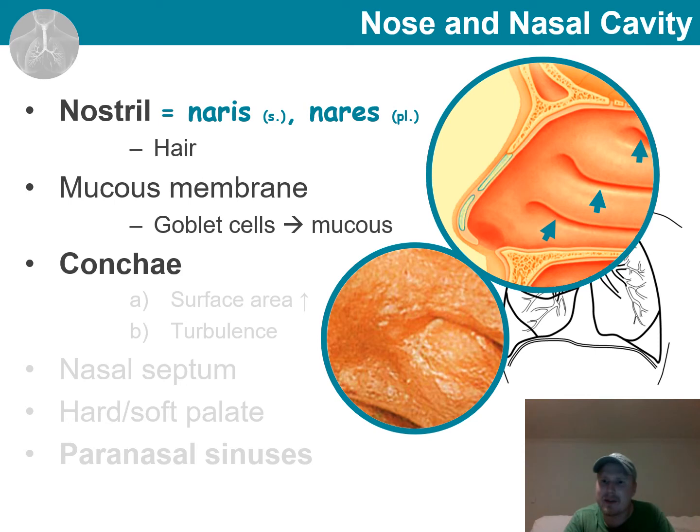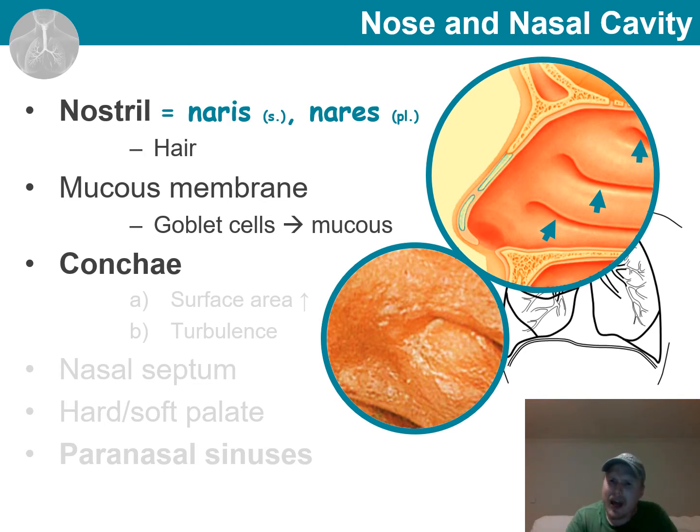The next set of structures that I want us to have a look at are the nasal conchae. These are mucosa-covered projections from the wall of the nasal cavity. They extend from the lateral walls towards the mid-space. And there are 3 of these on each side: superior, middle, and inferior conchae.